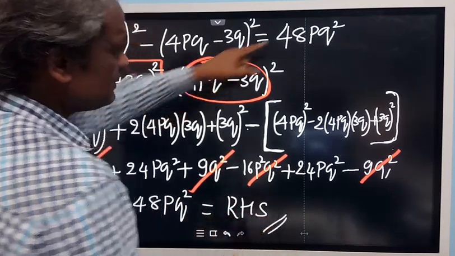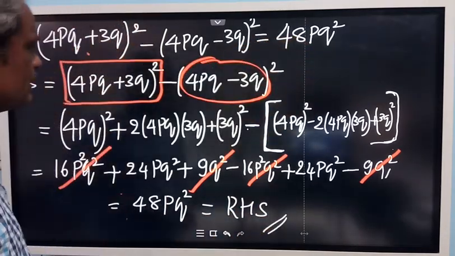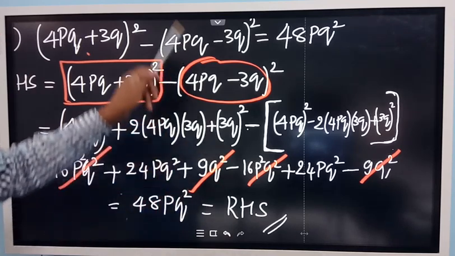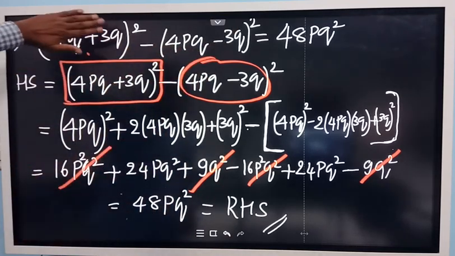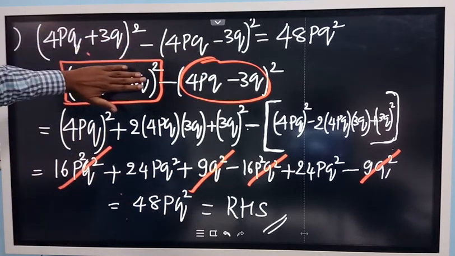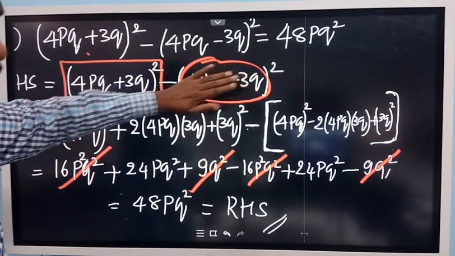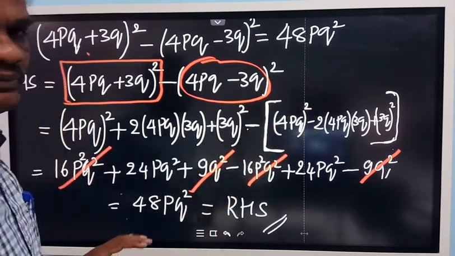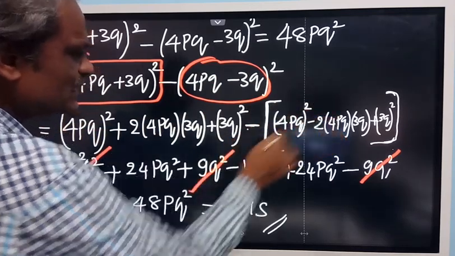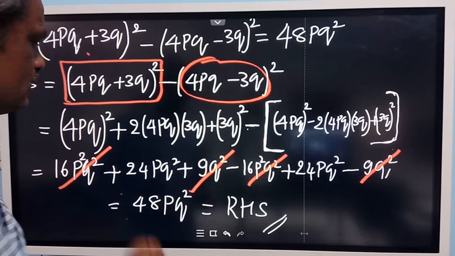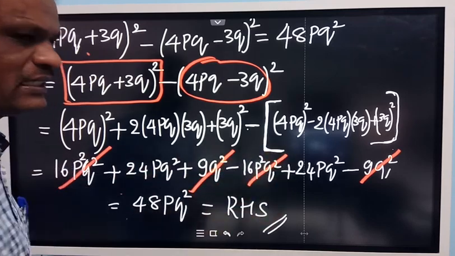This is nothing but the RHS, the right hand side of this question. So once again look at this. We took the left hand side here, and this one is in the form of (a + b)². This is in the form of (a − b)². Expand both of them and multiply this minus inside the bracket. So these terms get cancelled, and you will get the right hand side.